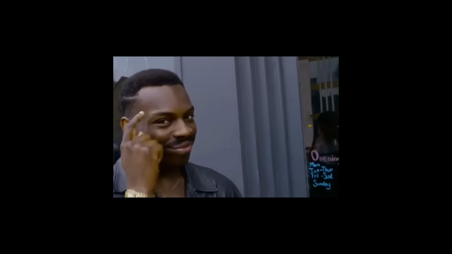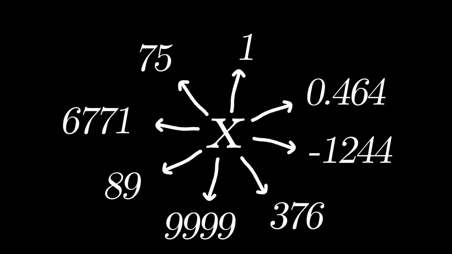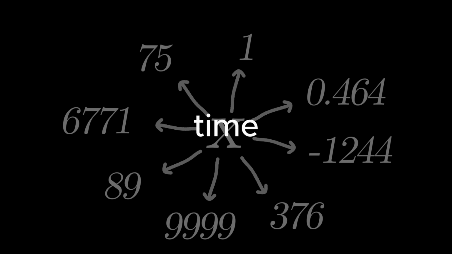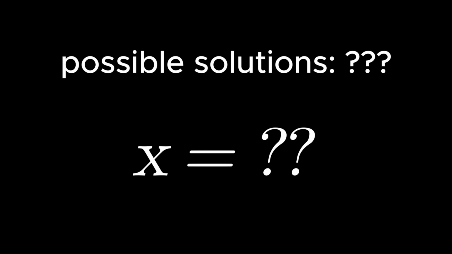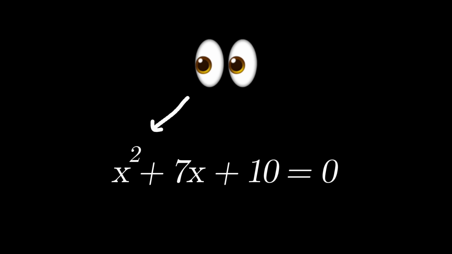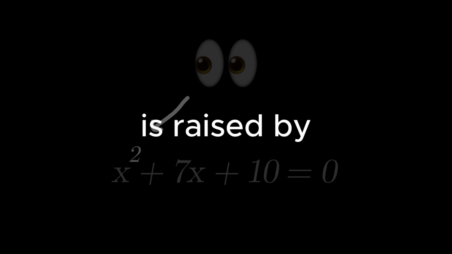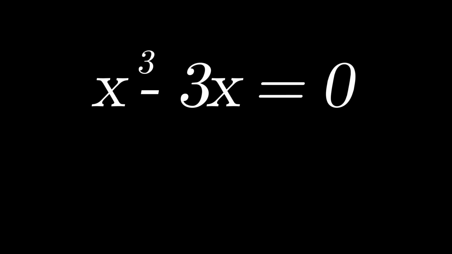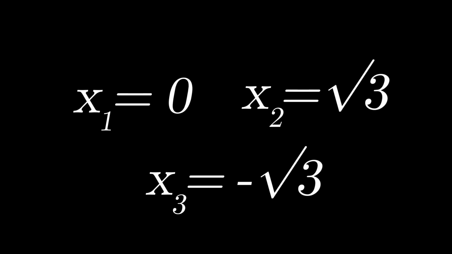A key thing to remember is that the variables in a quadratic and polynomial equation can be equal to multiple values at the same time. To determine how many possible solutions an equation has, we look at the largest number the variable in the equation is raised by. X cubed minus 3x equals 0, for example, will have these 3 solutions.